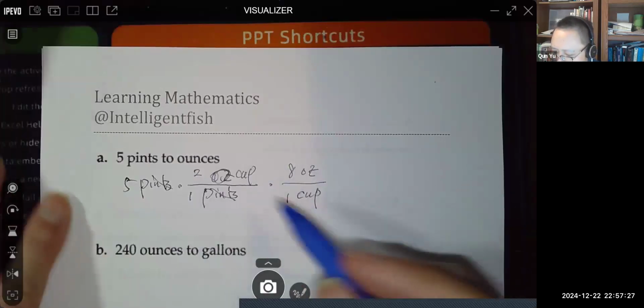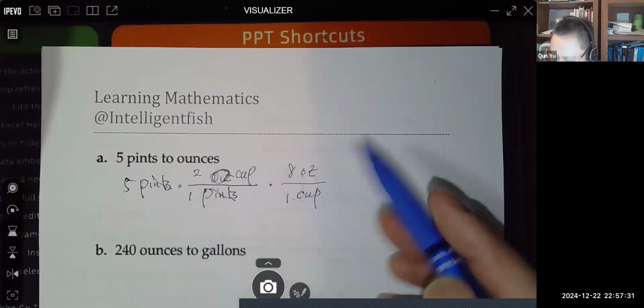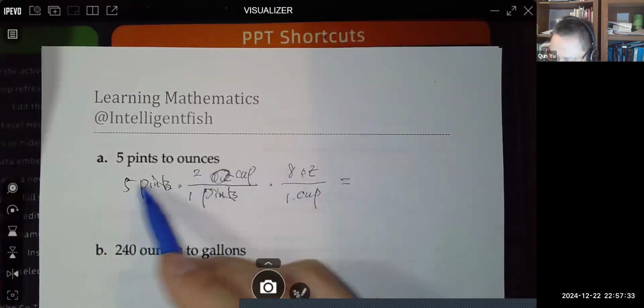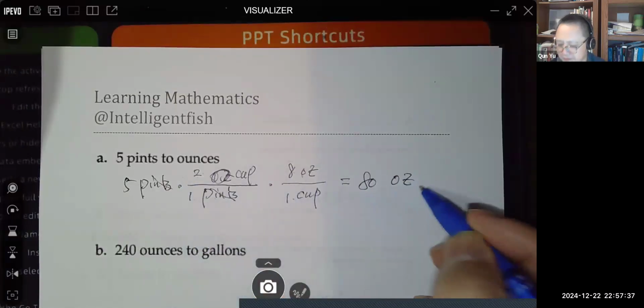So apparently we don't need to divide by these ones. We just multiply these three together. We don't need a calculator. 5 times 2 is 10, 10 times 8, 80. So 80 ounces.